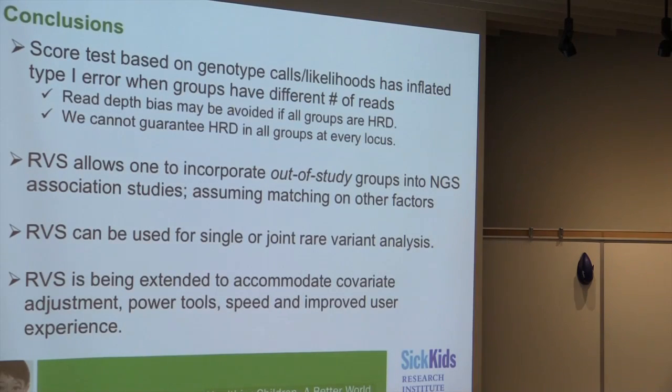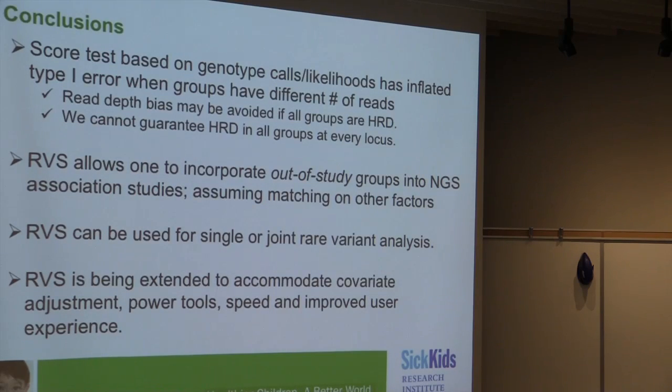So just in conclusion, the score tests based on genotype calls or likelihoods have inflated type 1 errors when groups have different numbers of read depth. So if you're going to combine sequence across different platforms from different collaborators, just be mindful that it can induce a read depth bias. And we're seeing a lot of this now, especially at TCAG in the facility, where people are coming and they're seeing a lot of spurious association signals because they're grabbing sequence from anywhere and just putting it together. So the RBS allows us to incorporate all of these ABBA study groups into our NGS association studies, assuming we're matching on other factors.